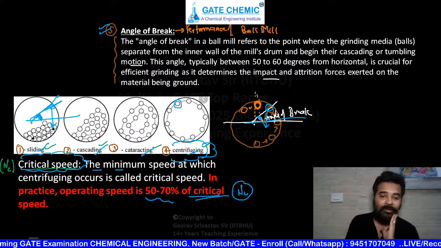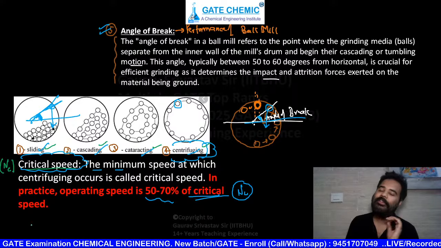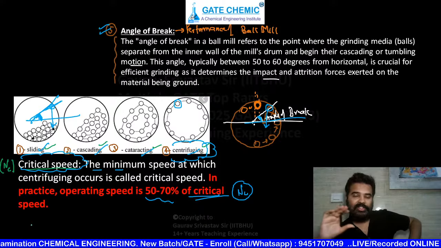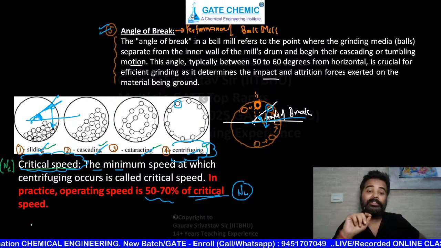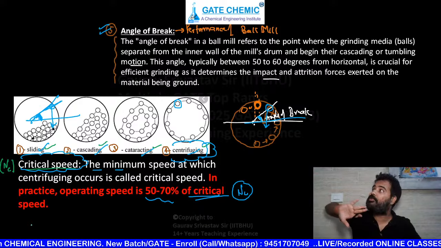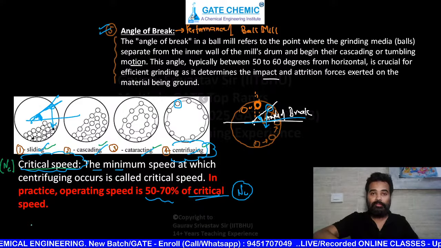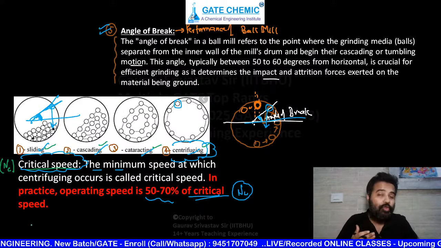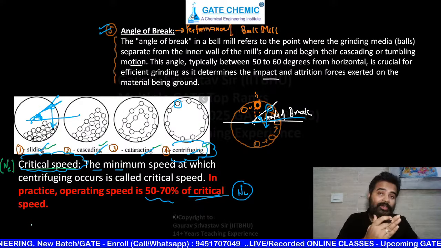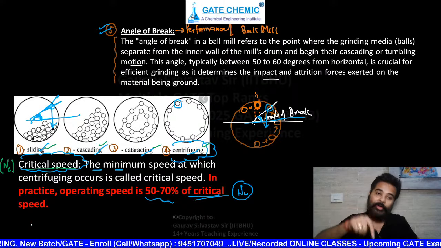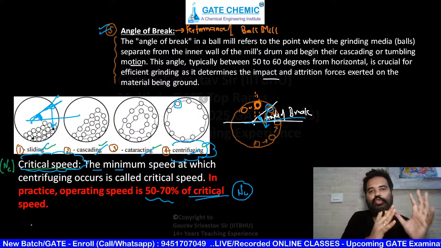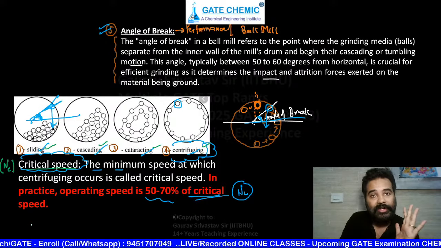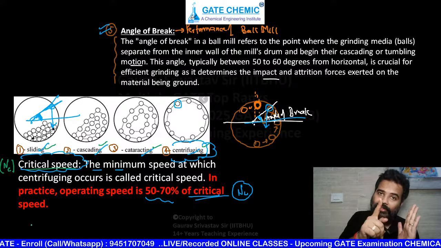Once again explain critical speed. Critical speed is the speed at which centrifuging starts. The speed at which the balls stick to the wall is called the critical speed. The speed at which the balls stick to the surface and do not fall by gravity, that means the magnitude of the centrifugal force is more than the gravitational force. That point is called critical speed, the minimum speed at which this starts. Now however much you increase the speed, it will stay stuck. So the speed at which centrifuging starts is known as critical speed.